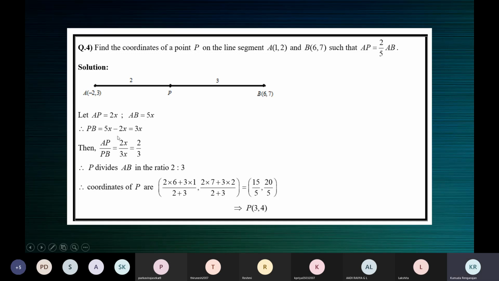Now let's find the required ratio. We are interested in the ratio AP by PB. AP is 2x, PB is 3x. So 2:3 is the required ratio.